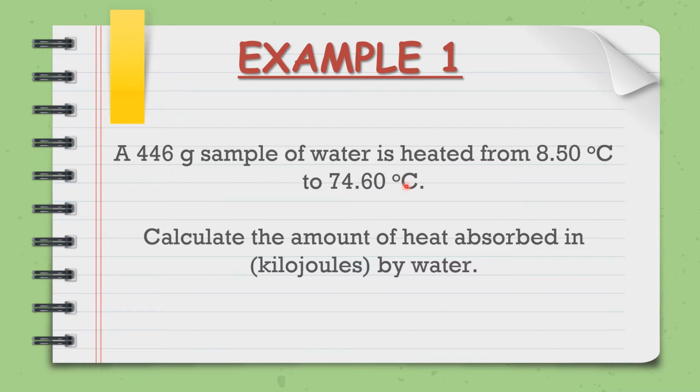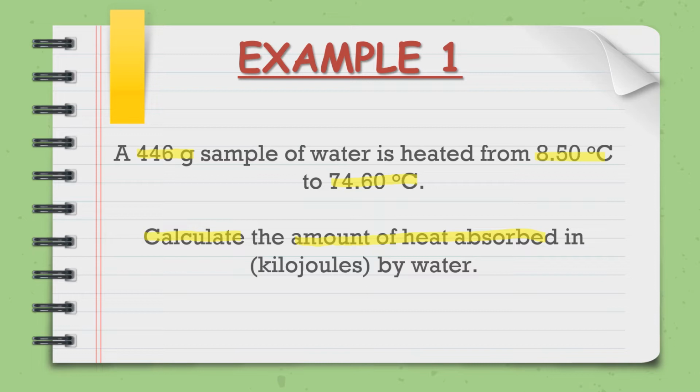So back to question number 1. The information that we have here: the question first gave you the mass of water, 446 grams, and the temperature from 8.5 degrees Celsius to 74.6 degrees Celsius. This is our heat change. The question asks to calculate the amount of heat absorbed, in kilojoules, by water.